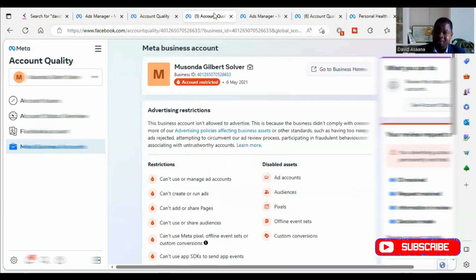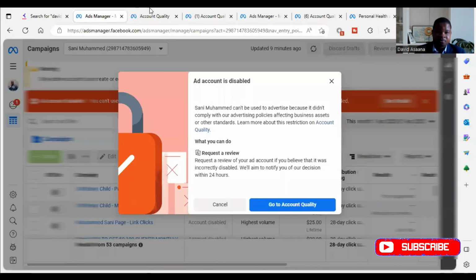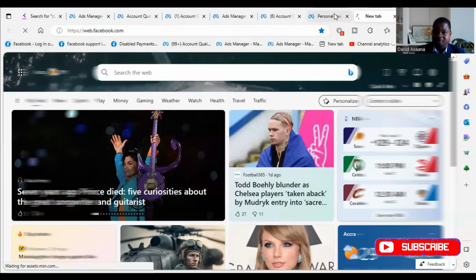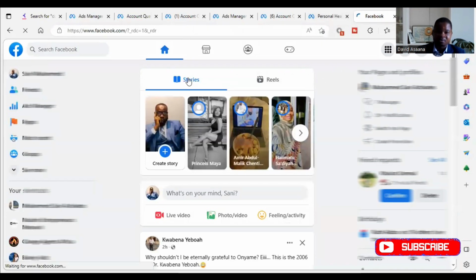If you want to appeal to get reinstated, this is what you need to do. Okay. So first of all, you go and open your Facebook again. You open the Facebook homepage again. Okay, so we are in the Facebook homepage.